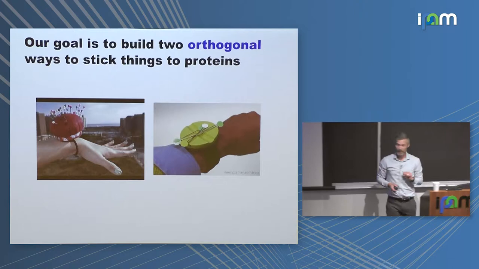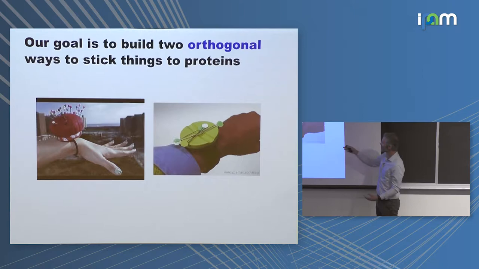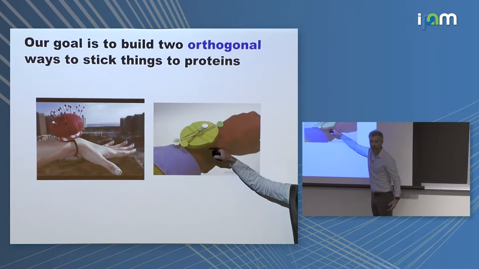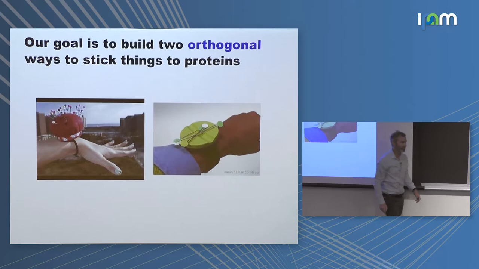Google image search is really fun. This is, just to close the analogy, another kind of pin cushion that uses magnetism. So it's a different mechanism than the pin mechanism. Okay, all right, so that's the goal.